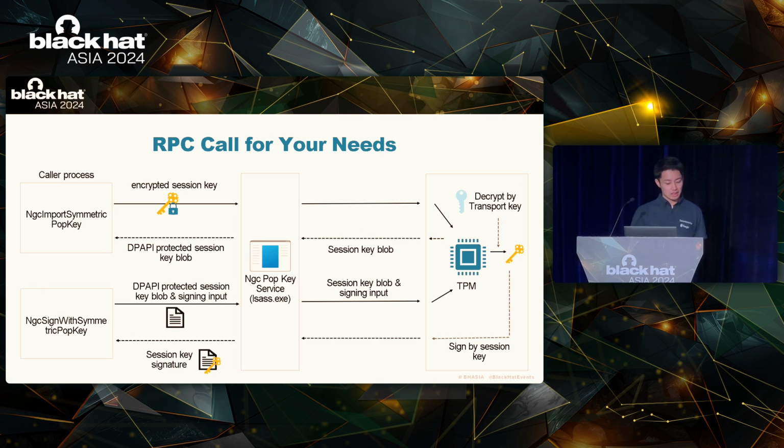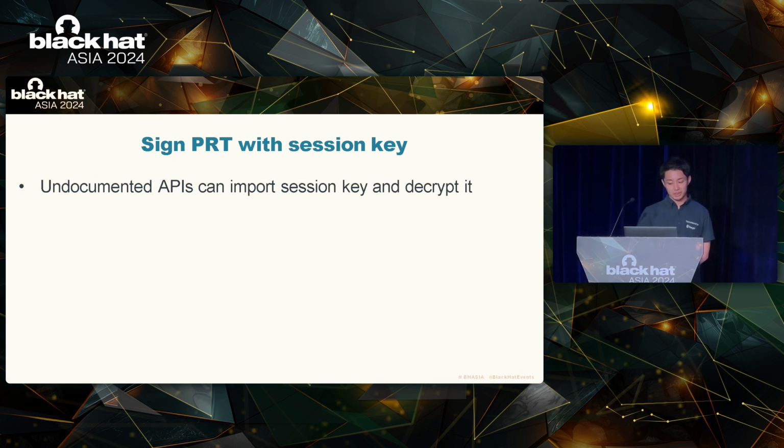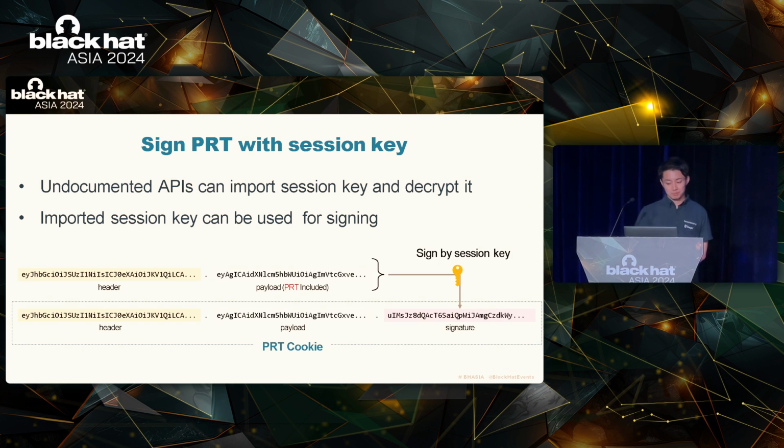And NgcSignWithSymmetricPopKey can use the session key decrypted in TPM and sign the signing input, and get the signature of the session key from the signing input. So by analyzing the undocumented APIs, I figured out that we can use them to import and decrypt the session key in TPM. Then we can use the session key for signing. So with this approach, we can finally sign the PRT with the decrypted session key, and we can also create our own PRT cookie.